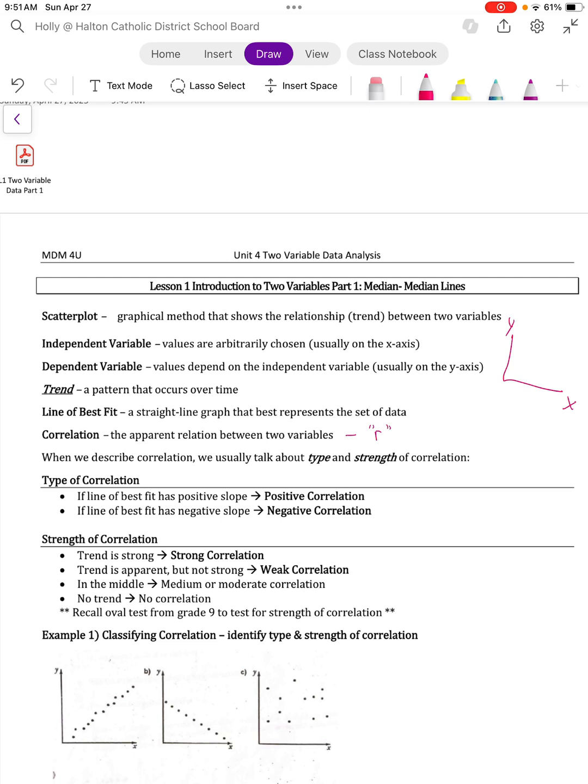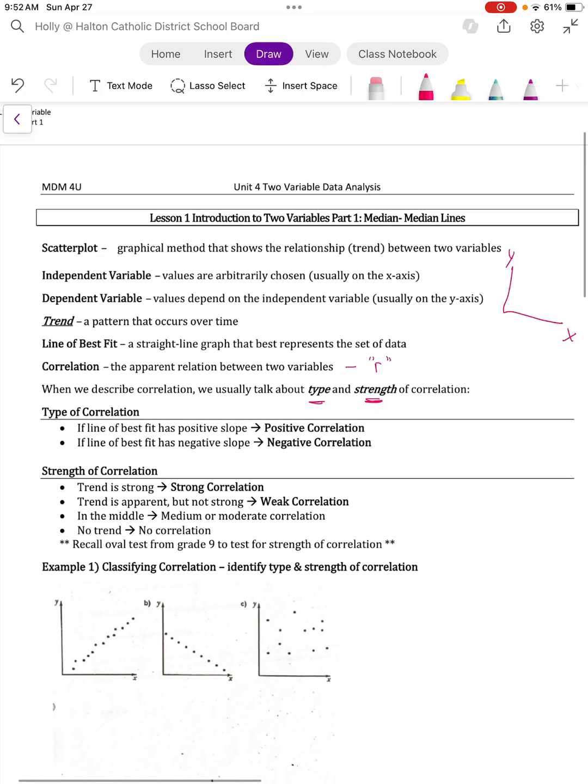Okay, so that's correlation. And when we describe correlation, we usually talk about type and strength. So when I ask what type of correlation we have, you need to mention two words, basically the type and the strength. So types of correlation: if the line of best fit has a positive slope, it's a positive correlation. I use plus VE for positive, negative VE for negative. Positive is going upwards. Negative, think sad, down is going down. So if the line of best fit has a negative slope, it's a negative correlation.